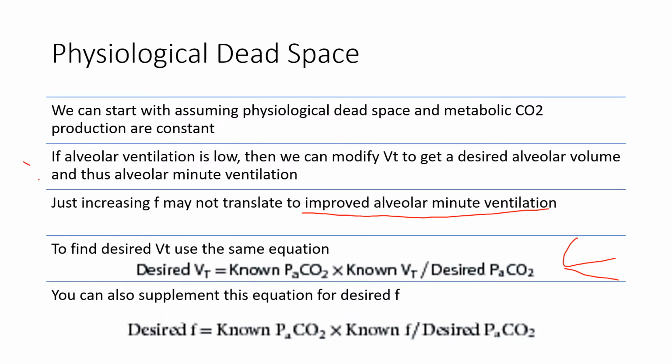If for some reason we think that tidal volume is already deep enough, we can modify that equation, pretty much the same equation. We're just changing that factor to frequency. Instead of desired tidal volume, we're looking at desired frequency of breathing. So we'll take our known CO2 times our known respiratory rate over our desired CO2 to give us the new respiratory rate that we need to change it to, to get that proper ventilation. But just understand, if there's a shallow breath that we're already giving the patient, increasing that rate may not increase alveolar minute ventilation. It may not cause that CO2 to go down if they're in a respiratory acidosis.